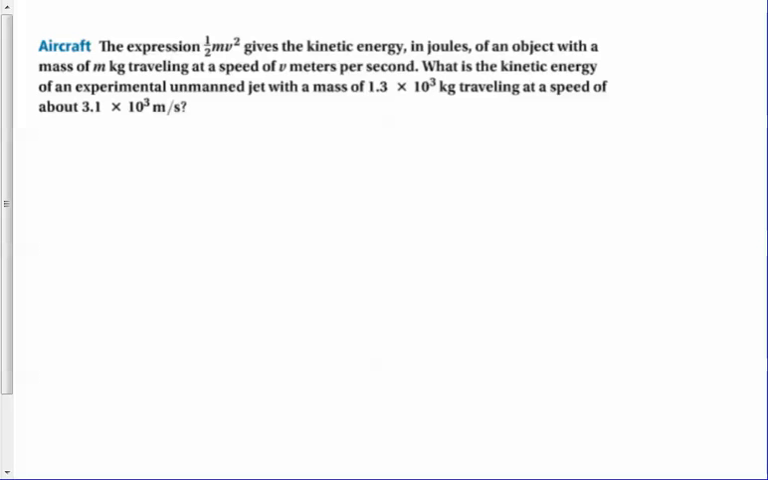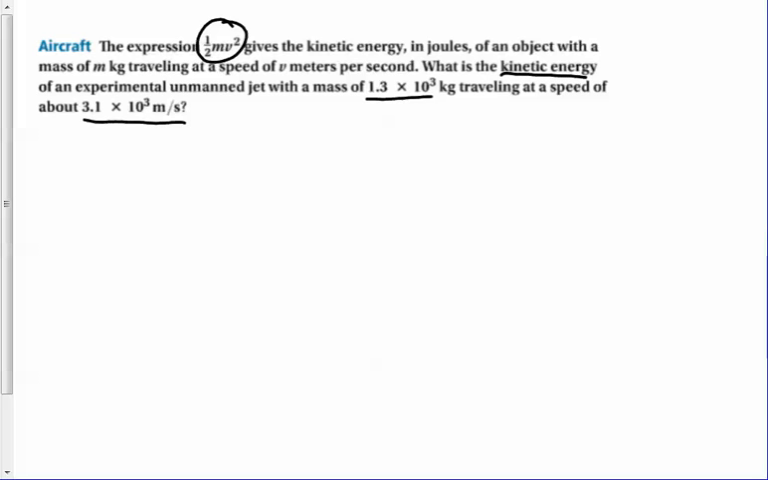Here's one that's involving scientific notation. All right. The expression 1/2 mv squared gives the kinetic energy in joules of an object with a mass of m kilograms traveling at a speed of v meters per second. What is the kinetic energy of an experimental unmanned jet with a mass of 1.3 times 10 to the third kilograms traveling at a speed of about 3.1 times 10 to the third meters per second? Ugh, there's a lot going on. What I do see is this guy, and that guy, and then something about this. Okay, the expression 1/2 mv squared is the kinetic energy. All right, so I got to do kinetic energy.